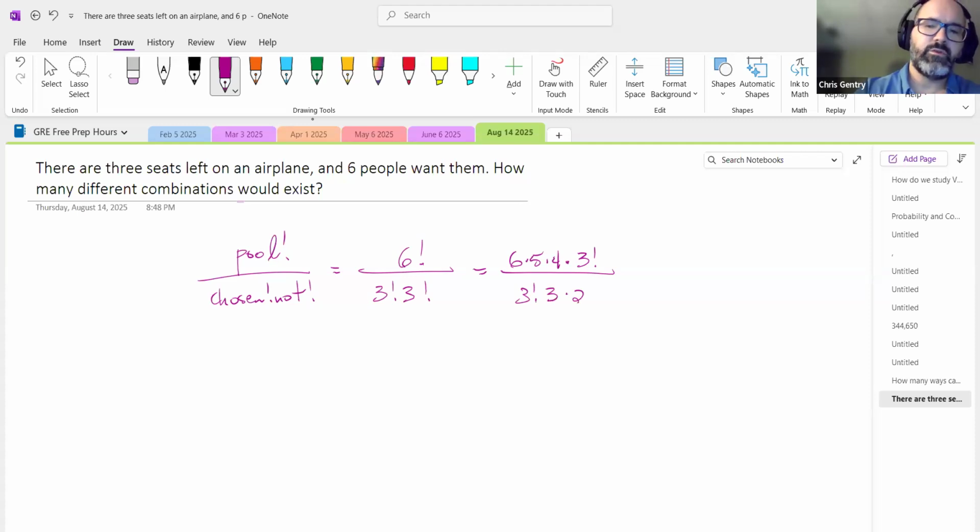I don't think it's going to be 120. I don't think it's going to be that many. But we're just left with the 5 times the 4, and it will be 20.